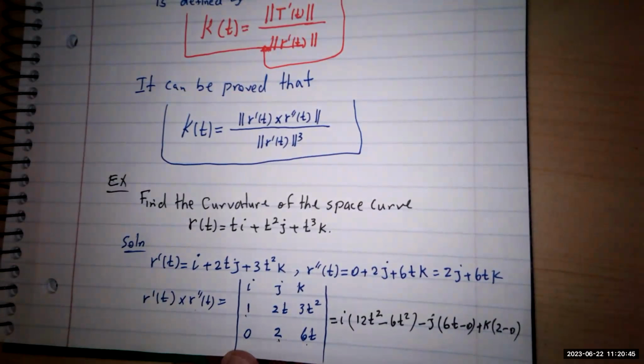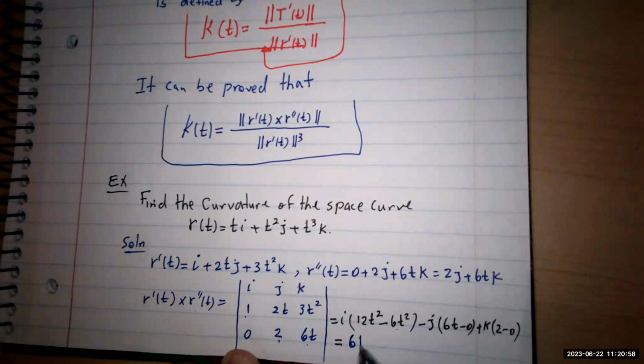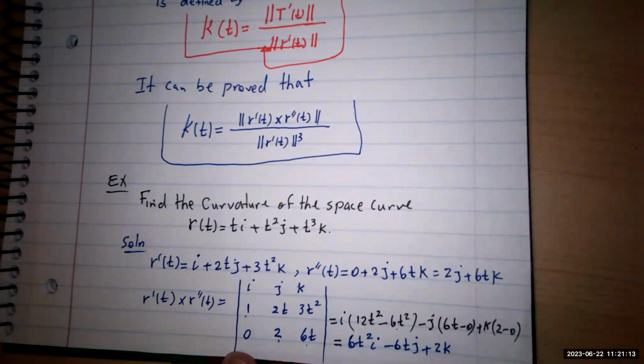So if you simplify it, the final answer is going to be 6t squared i, the j part would be minus 6t j, and the last part would be 2k. If they give you a specific number, you just substitute the numbers, but you don't have it. So I got the cross product, then I have to find the norm.